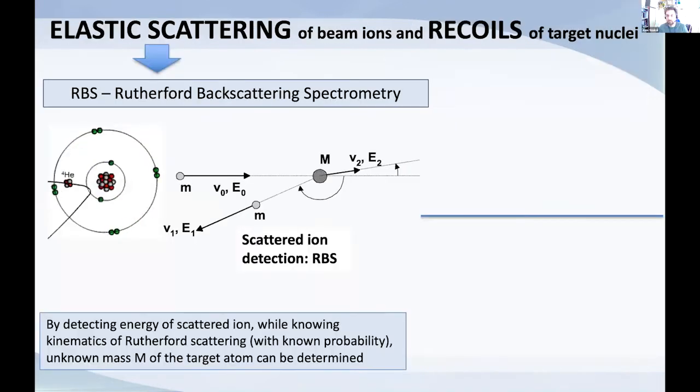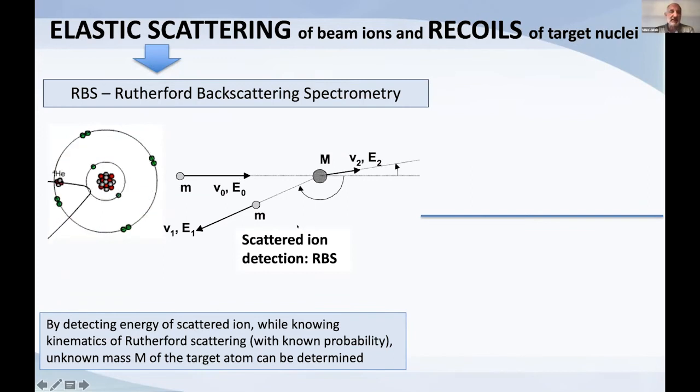So the next process that we could use for the analysis is elastic scattering of beam ions. So the beam here, in this animation of helium, is reflected, is scattered from the atom nuclei, but there is also the possibility to recoil the target nuclei.